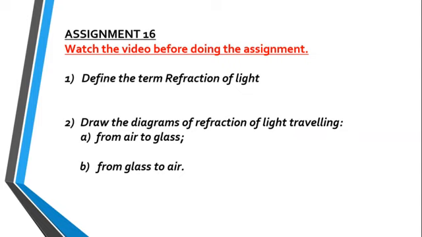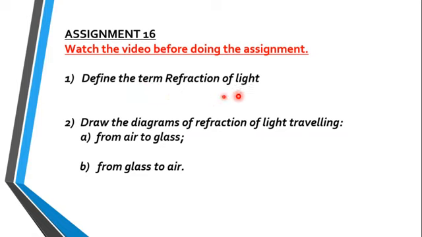By way of summary, today we touched on the definition of refraction of light, and then we looked at diagrams illustrating refraction of light from air to glass and from glass to air, or from air to water and from water to air. Now you can see the assignment system. As I indicated, you must re-watch the video if you have not fully grasped the concept, in order to do the exercise or the assignment correctly.